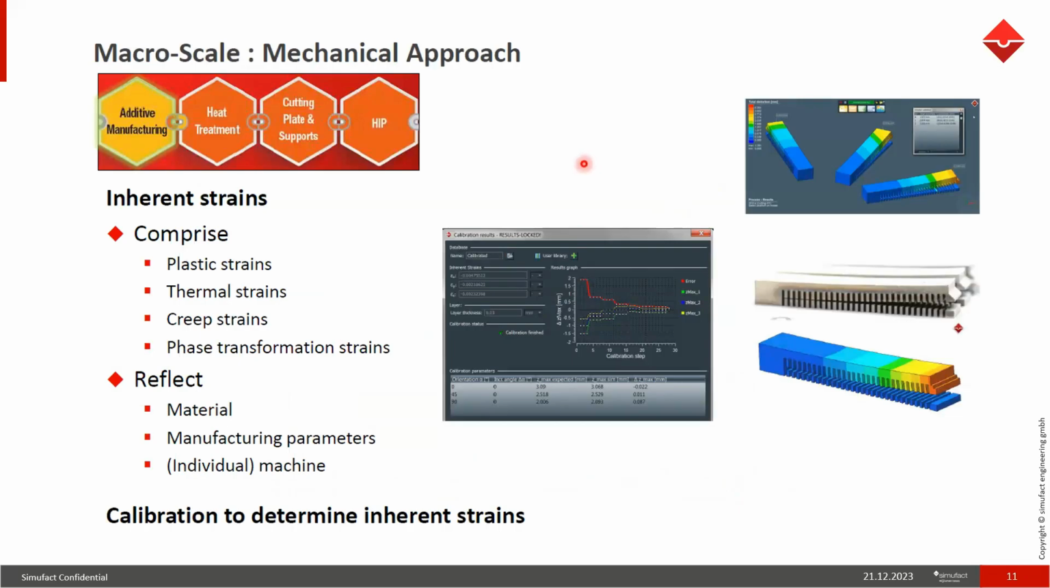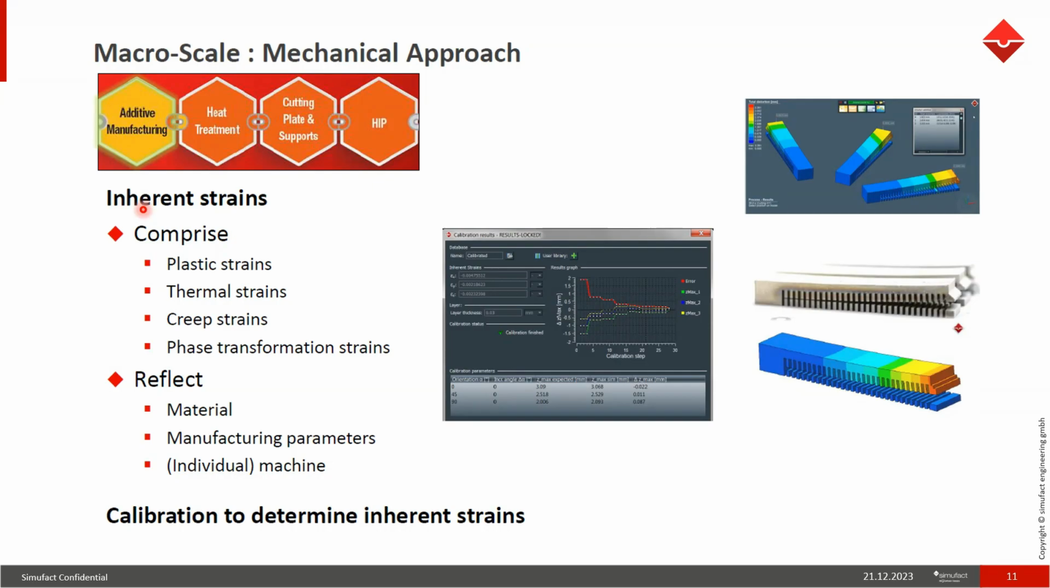So coming to the macro scale approach. As I told, it's a mechanical approach where we can find something called inherent strains. Inherent means strains which are inherent in the material. Okay. Material can be different materials that we use. It can be titanium material, it can be an Inconel material, such kind of material. So each and every material has its own properties.